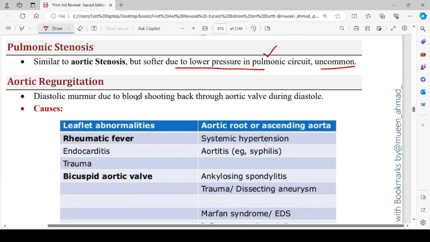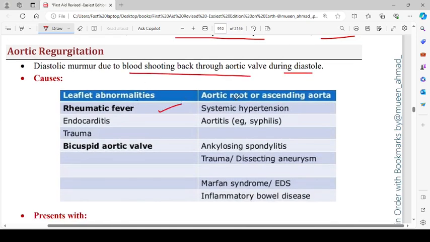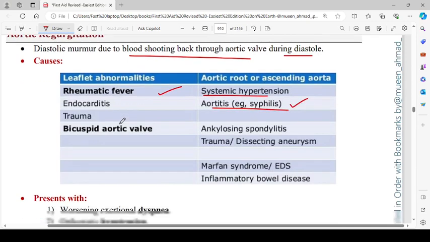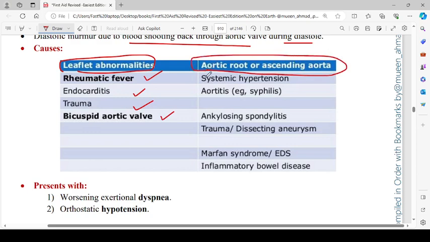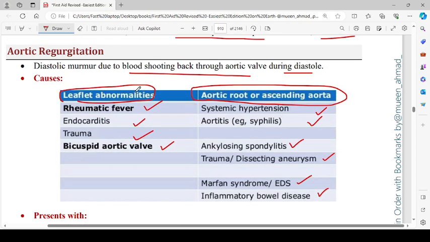Aortic regurgitation: a diastolic murmur due to the blood shooting back through the aortic valve during diastole. The leaflet problems are rheumatic fever, endocarditis, trauma, and bicuspid aortic valve. The aortic root or ascending aorta can be affected, like in systemic hypertension, aortitis like syphilis, ankylosing spondylitis, trauma, dissecting aneurysm, Marfan syndrome, Ehlers-Danlos syndrome, and inflammatory bowel disease. So these are different causes of aortic regurgitation.